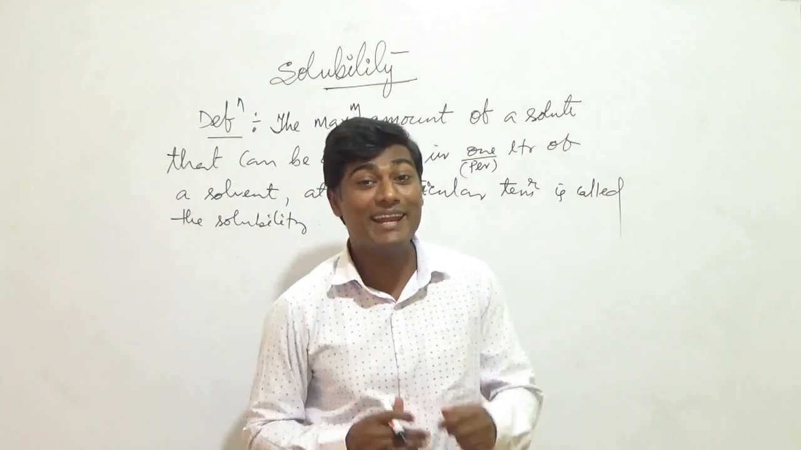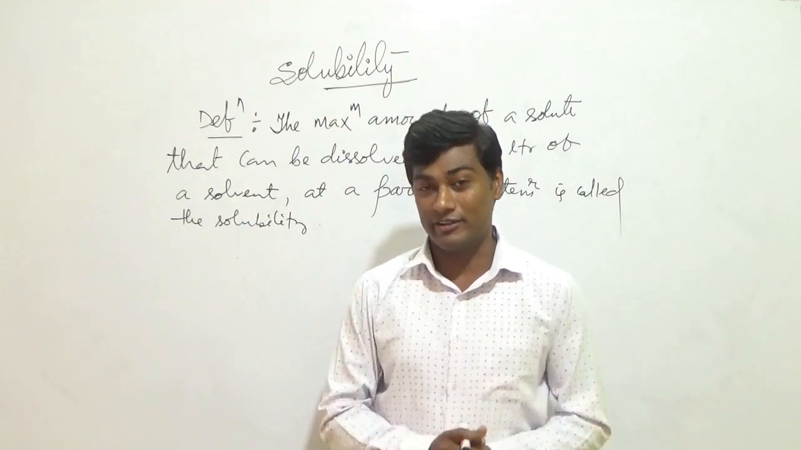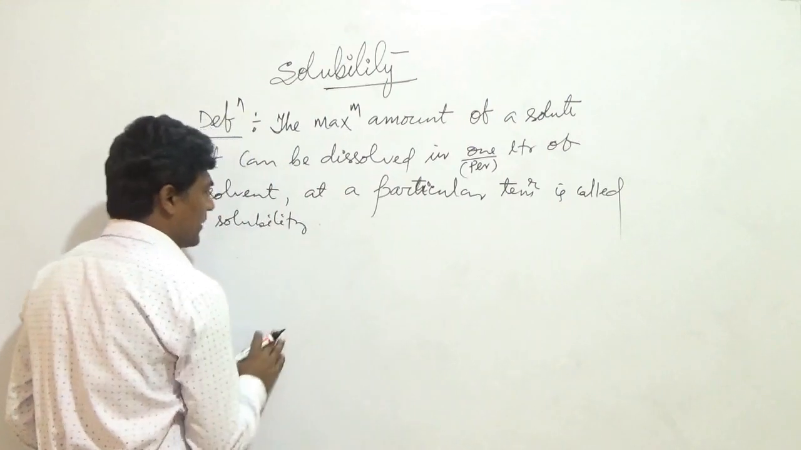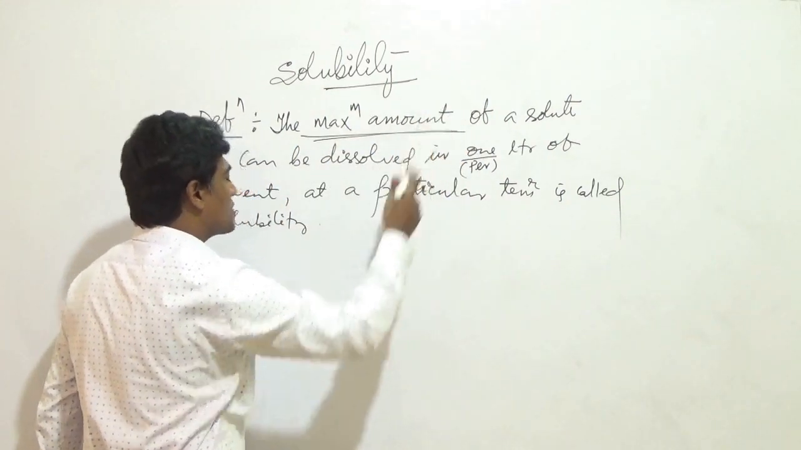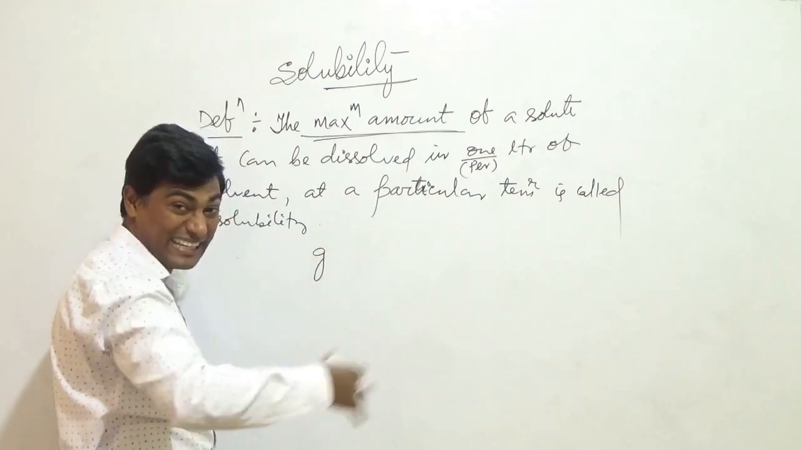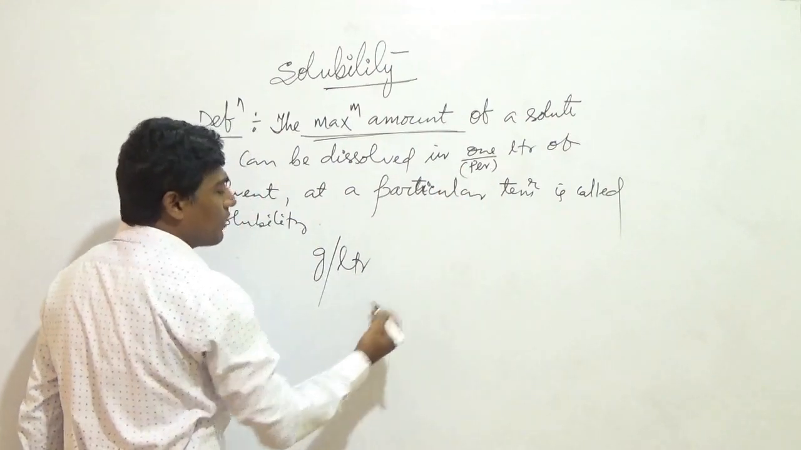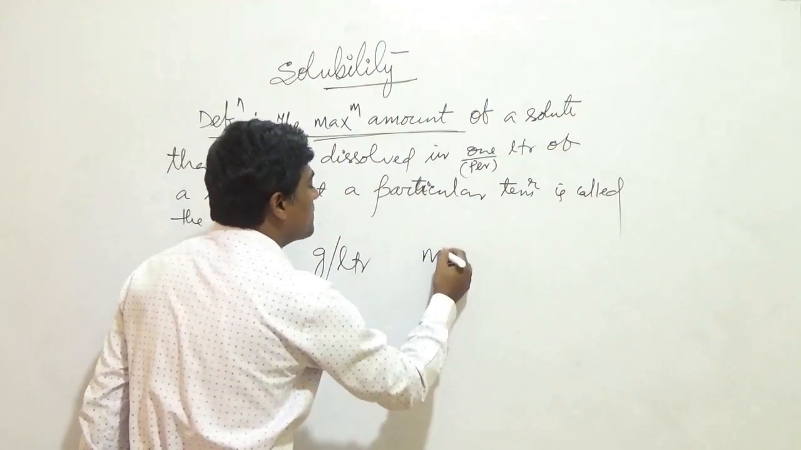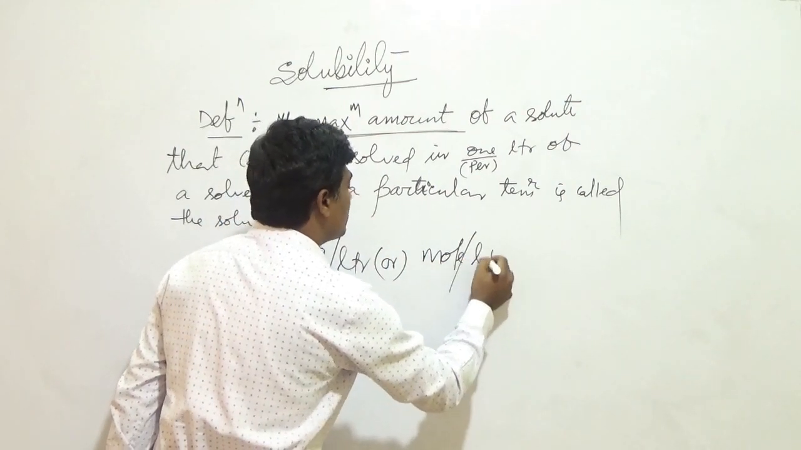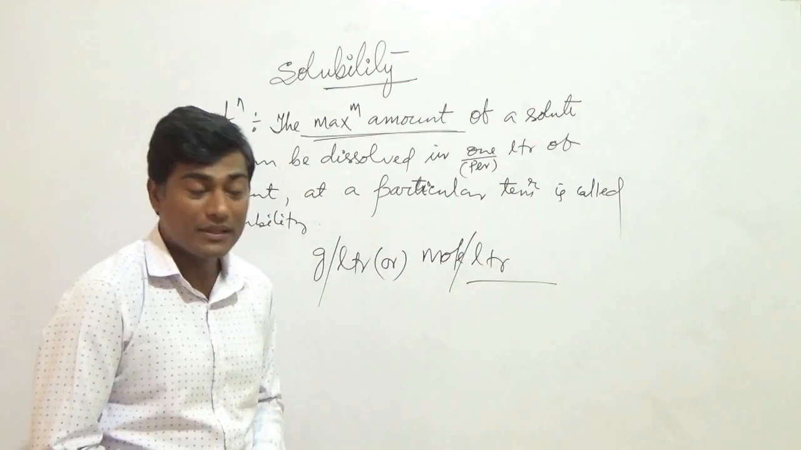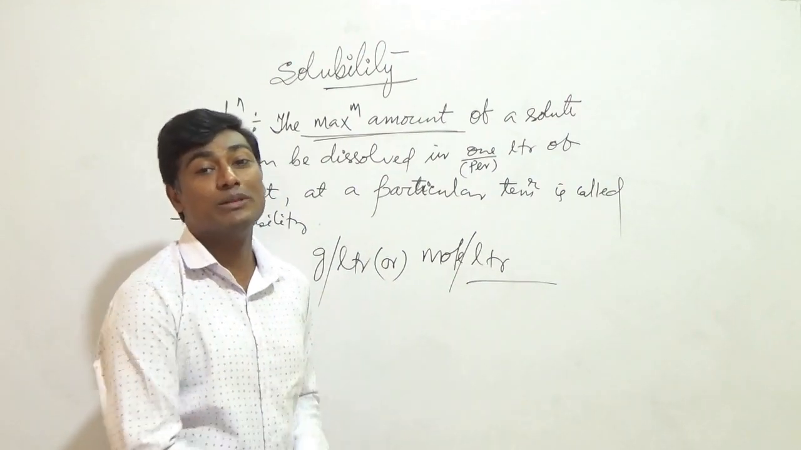Okay. So what should be the unit of solubility then? You are saying maximum amount. This maximum amount of the substance may be taken in gram per liter, or generally we express it in mole per liter. So this is about your solubility. Next we will move to solubility product.